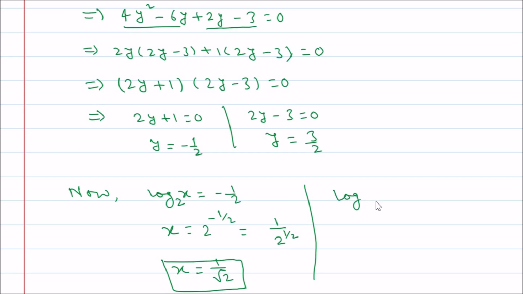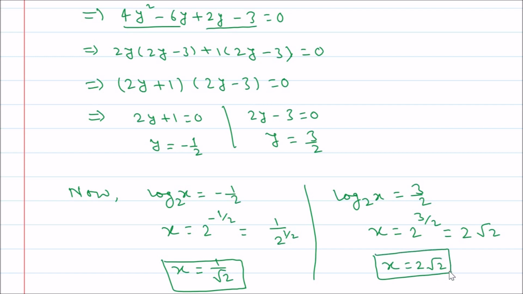Here for log x equal to 3 by 2, this gives x equal to 2 raised to the power 3 by 2. 2 raised to the power 3 by 2 can be written as 2 root 2. So what does it mean? x equal to 2 root 2. So these both are solutions for this equation. x equal to 1 by root 2 and x equal to 2 root 2.